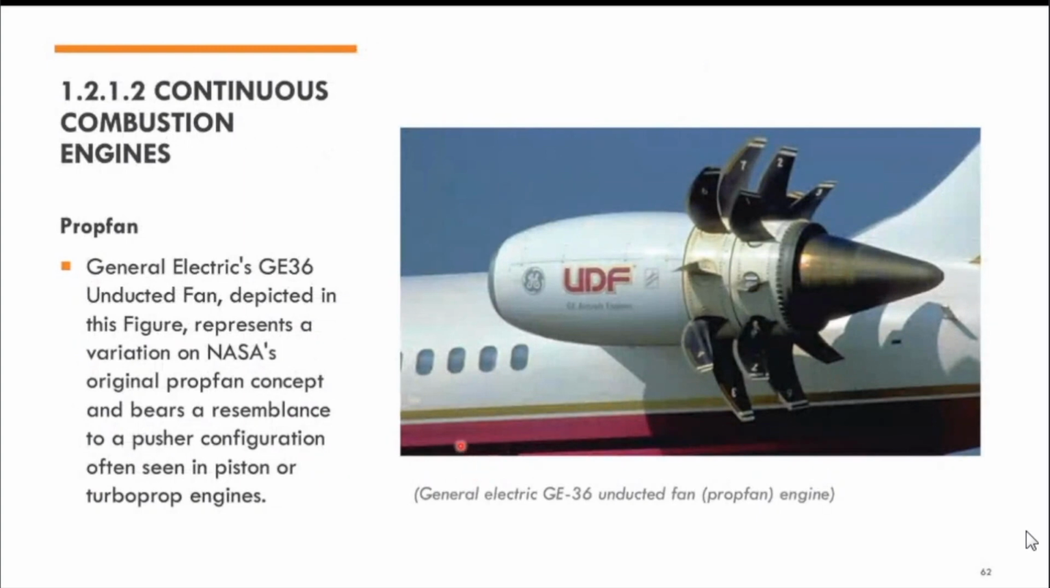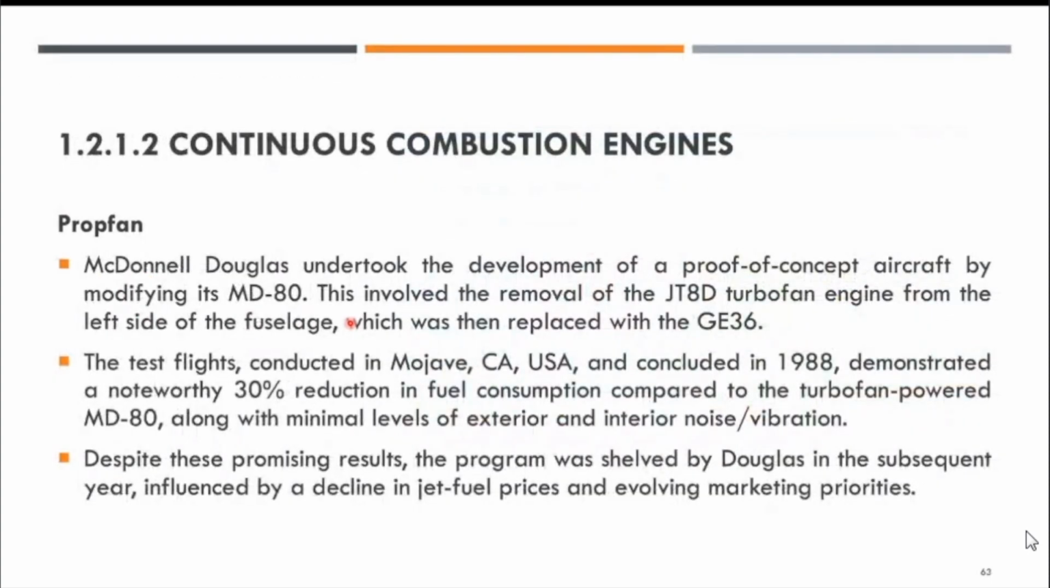So this is the one that I mentioned just now. You can see that the fans are located at the rear of the engine, external instead of internal to the engine nacelle. This creates a lot of noise. This is the General Electric GE36 unducted fan. Following that, McDonnell Douglas also undertook the development of a proof of concept aircraft by modifying its own MD-80. This involved the removal of the JT8D turbofan engine, which was then replaced by the GE36, a prop fan type of engine.